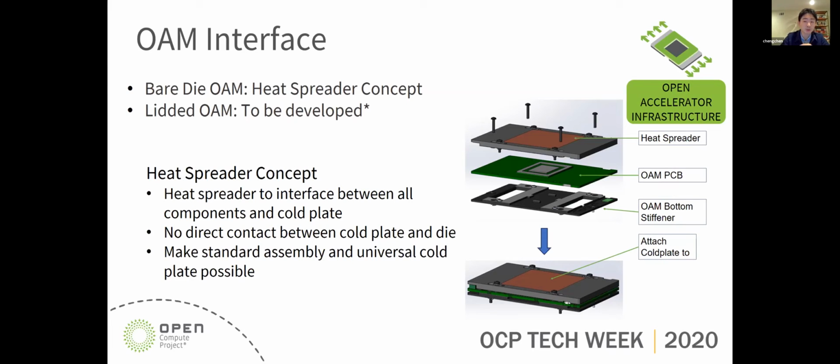If you look at the heat spreader concept for the multi-die OAMs, it uses a heat spreader to interface between all the components and the cold plate. You avoid direct contact between the cold plate and die. You're making standard assembly and a universal cold plate possible. The con of it is that it introduces additional thermal interface material, increasing the thermal resistance. However, we believe this can be compensated by the superior performance of the cold plate.